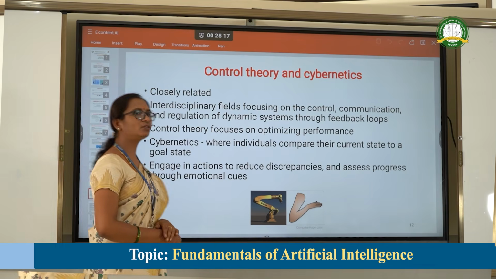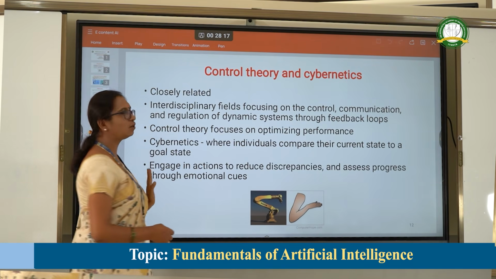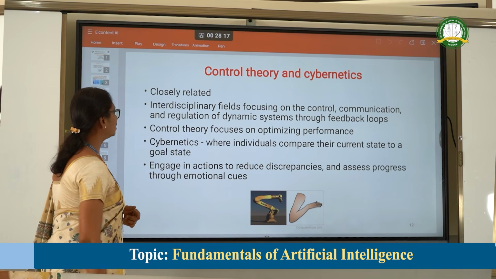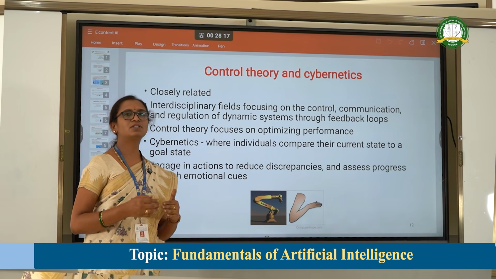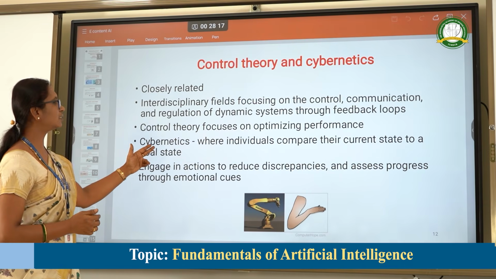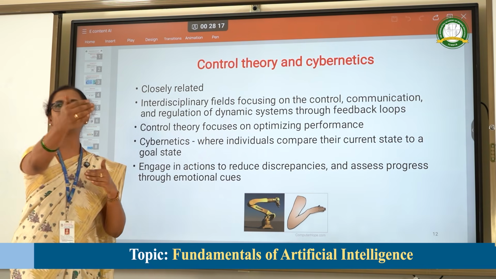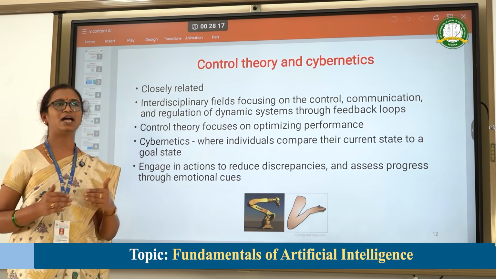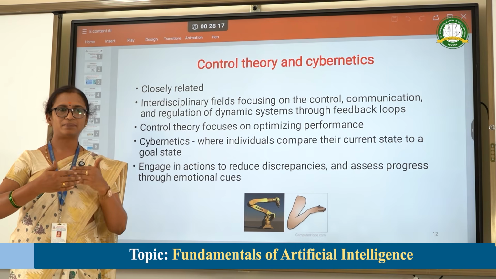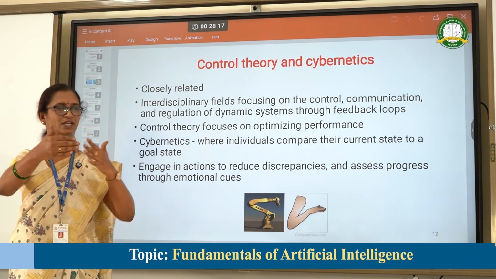Then comes control theory and cybernetics. Both are very closely related, or we can say they are interdisciplinary. Control theory focuses on optimizing the results, fine. Cybernetics is comparing to the present state: how far we are from reaching the goal state, and as far as possible we need to reduce that difference between the present state and the goal state. In the sense, we need to achieve our goal quickly.